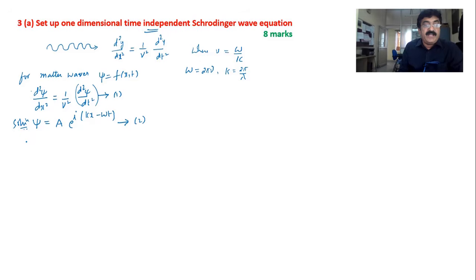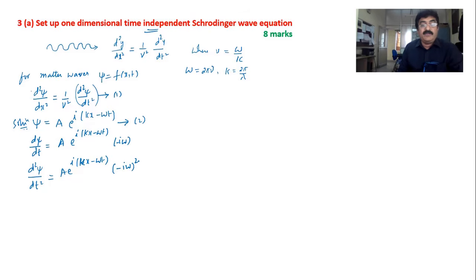Okay, now differentiate equation number 2 with respect to t, that is d psi by dt is equal to A into e to the power of i kx minus omega t into i omega. Remember, I am differentiating with respect to t, therefore it is minus i omega. Next it is double differentiation, that is d square psi by dt square is equal to A into e to the power of i kx minus omega t into once again minus i omega, so it will be minus i omega square.